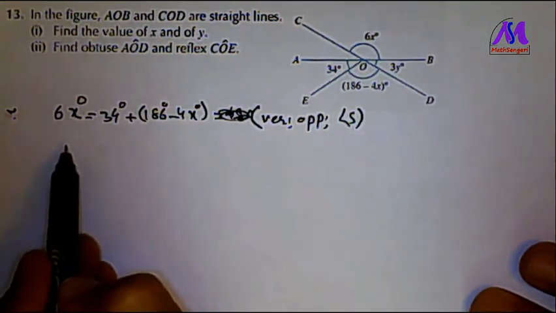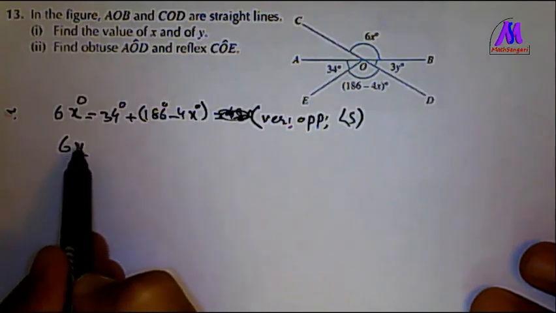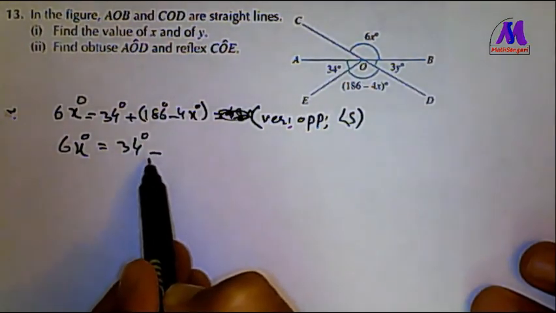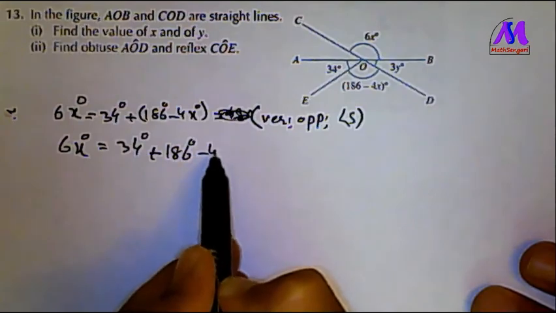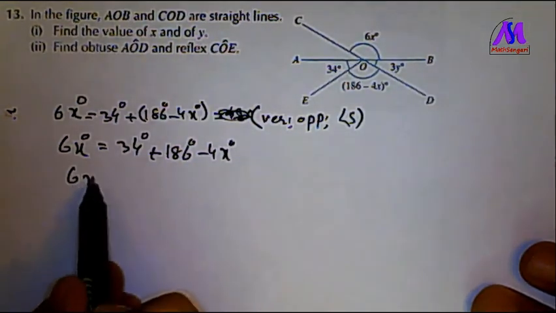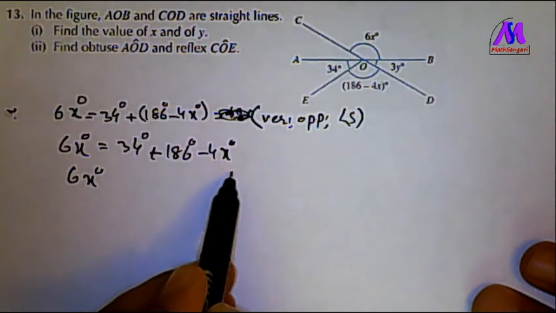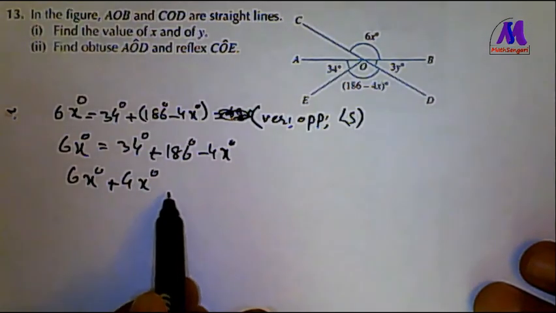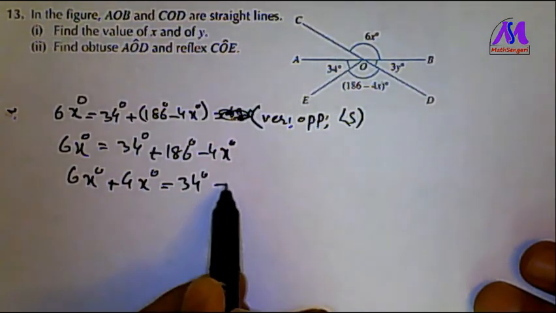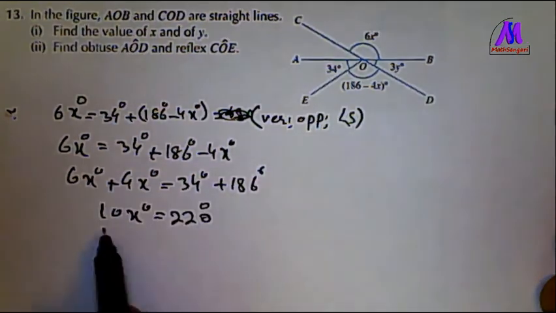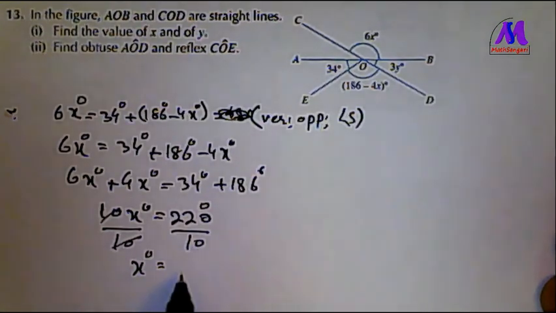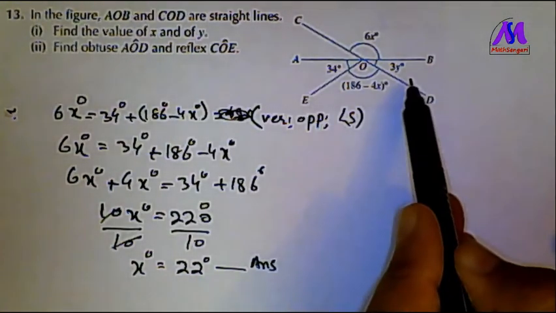By simplification you will get 6x degree will be equal to 34 degree plus 186 degree minus 4x degree. Here is a minus 4x degree, transfer it to the left hand side, it will become plus 4x degree. 10x will be equal to 34 degree plus 186 degree, both sides divided by 10. So x degree will be equal to 22 degree. Answer number 1. Now you have to find the value of y.